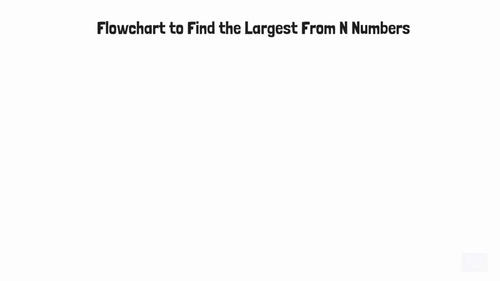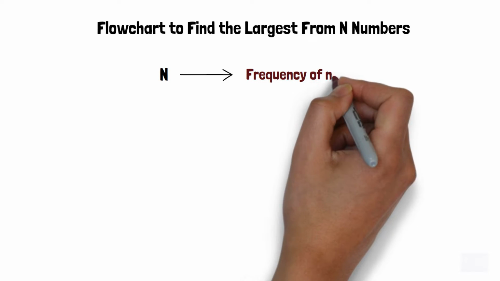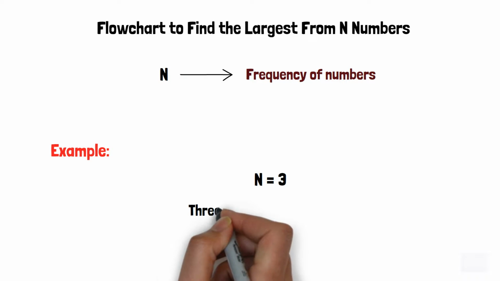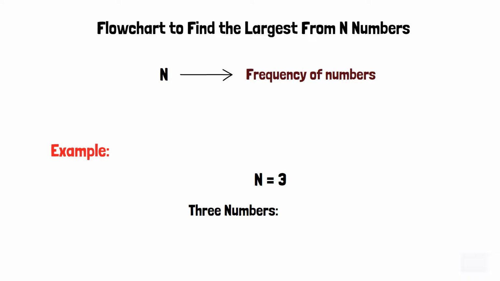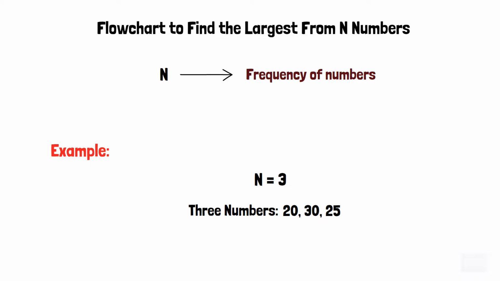This video will teach you how to construct a flowchart to find the largest of n numbers, where n denotes the frequency of numbers. For example, consider n is equal to 3. That means we should accept 3 numbers from the user, let's say 20, 30 and 25. Now, as 30 is the largest among the 3 numbers, our program should print 30. So let's move towards the flowchart.